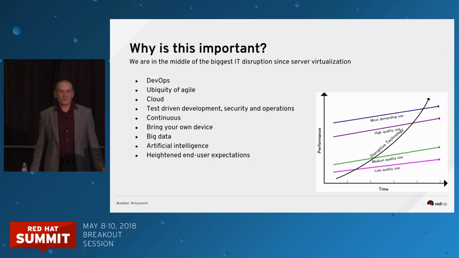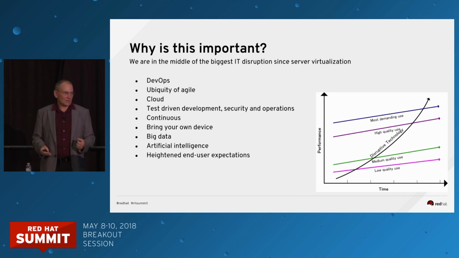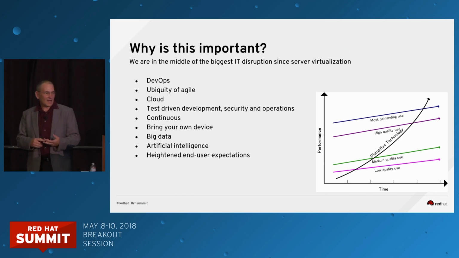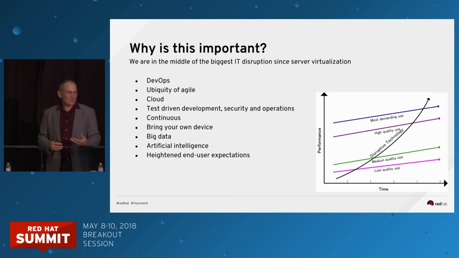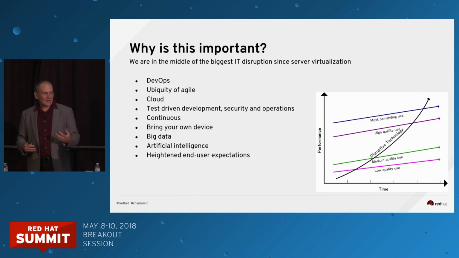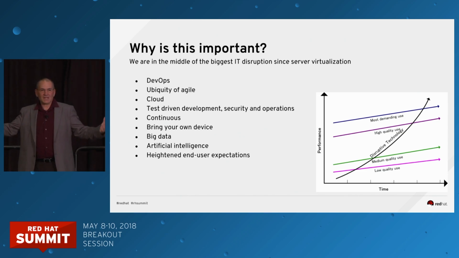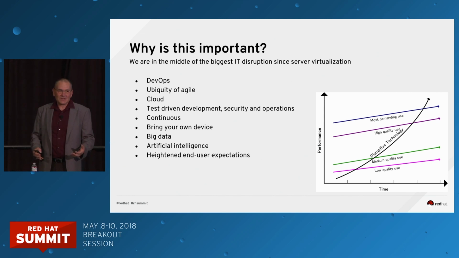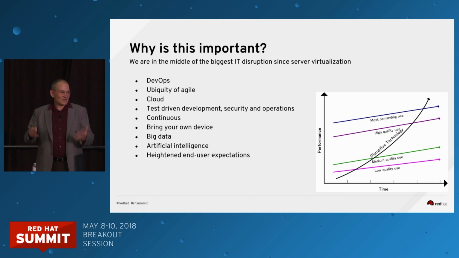So why is this important? We're in the middle of the biggest IT disruption since virtualization. We don't just have DevOps. We've got the ubiquity of Agile. We've got cloud, test-driven development, security, operations, continuous everything. Bring your own device, big data, artificial intelligence, and heightened user expectations. It used to be if a website loaded in 10 seconds, we were excited. Now if it takes 100 milliseconds, we've got a problem. And I'm exaggerating a little bit there.